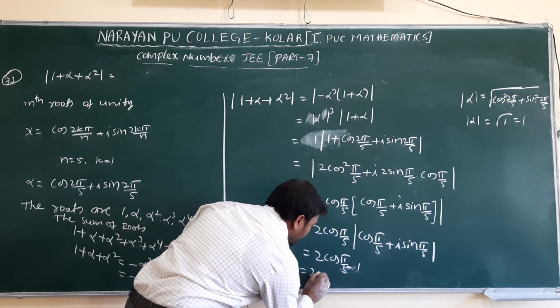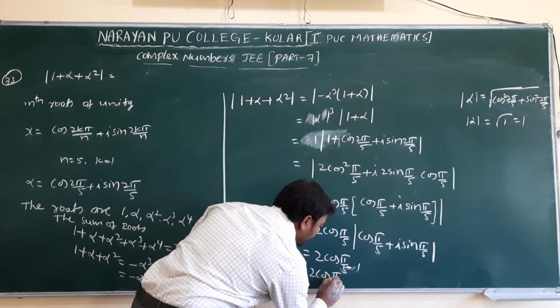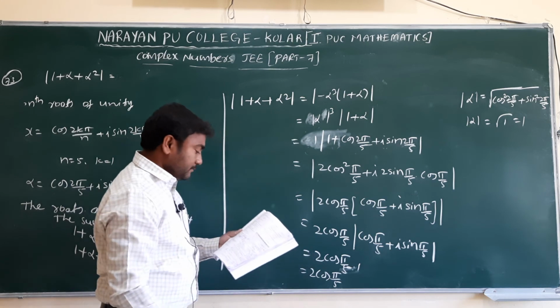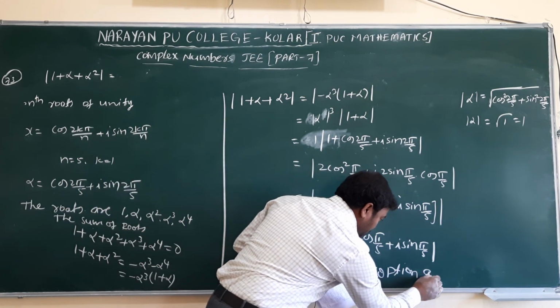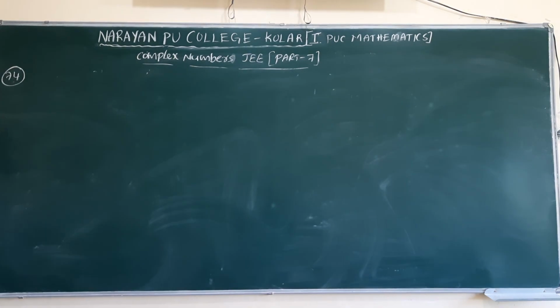We are getting 2 into cos pi by 5. Option A is the correct option.